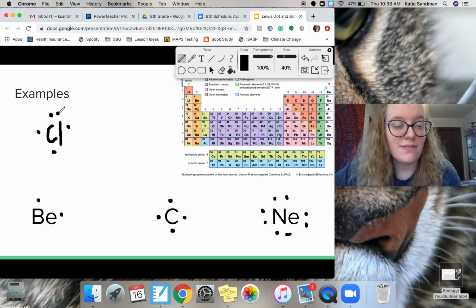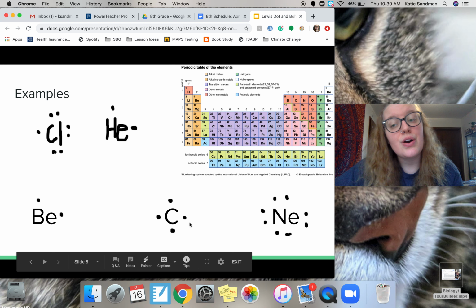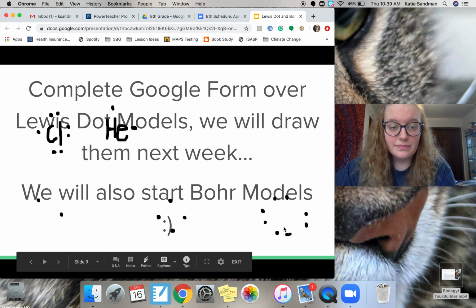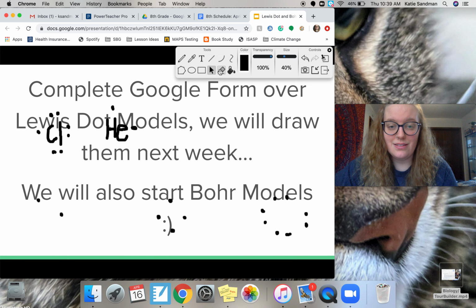Alright, so if you understand how to find the number of valence electrons, this is going to be pretty simple for you. And next week, I'm going to have you do an assignment over it. This week is just kind of for you to know. We'll review it next week. We'll do more examples together. So let me erase these. I'm sorry, I'm very new to this, trying to draw on slides.